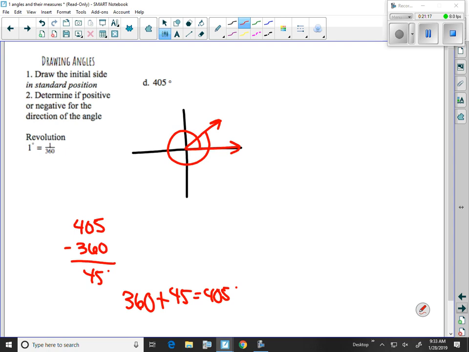How many revolutions is 360? One revolution, plus 1/8 of a revolution. Okay, and do we go counter or clockwise?